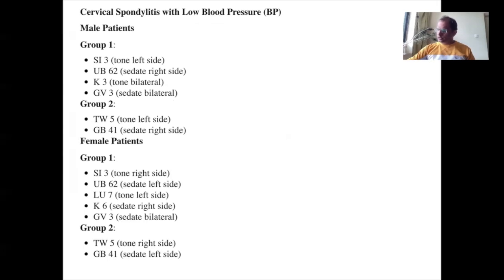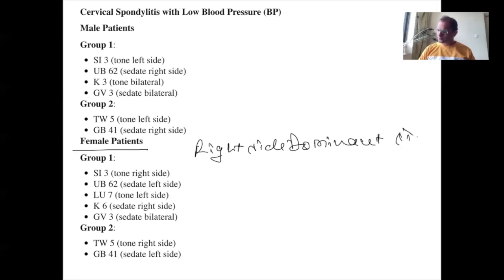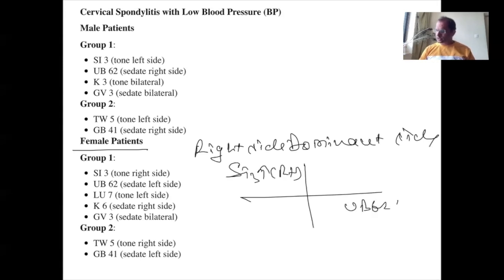In the female patient, we will start the treatment the same way, but for the female we know the right side is the dominant side. Female में right side dominant होती है. So we'll start the treatment: SI3 tonification on the right, urinary bladder 62 sedation on the left. So we'll start the treatment from here because the female is suffering with the low BP as well.